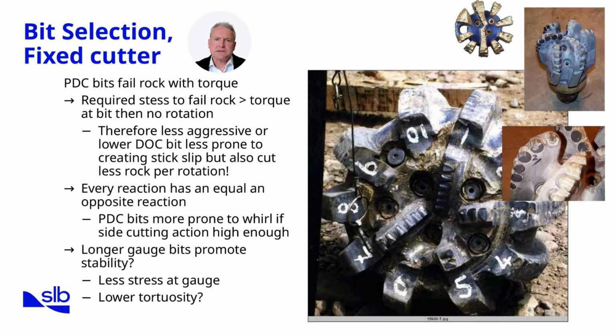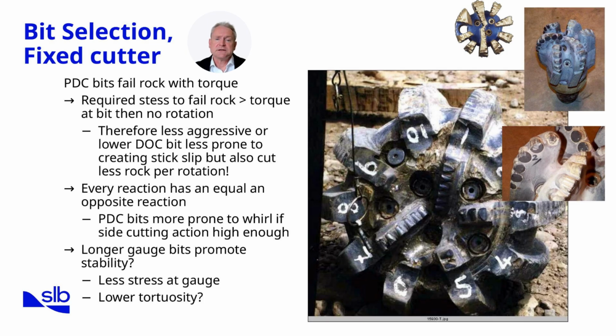When we talk about fixed cutter bits, particularly PDC bits, their cutting action is driven by torque. To fail the rock, the required stress must exceed the torque applied at the bit. If the torque isn't sufficient, the bit stalls and rotation stops. This is why less aggressive bits, or bits designed for a lower depth of cut, are less prone to stick slip. However, the trade-off is that they remove less rock per revolution, which lowers drilling efficiency.